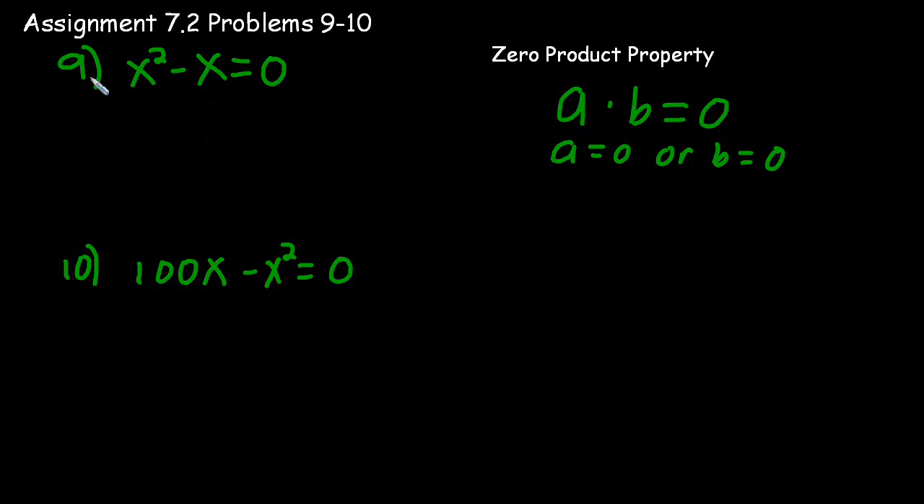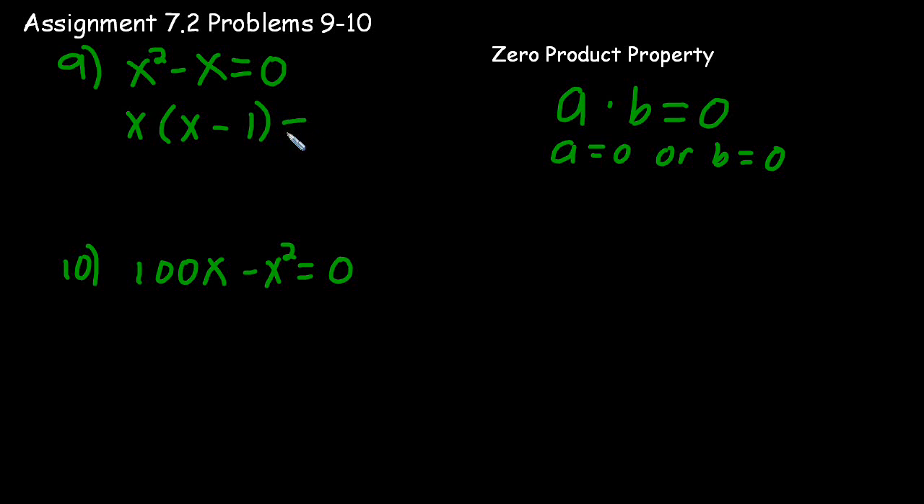So we want to solve number 9 by factoring x squared minus x equals 0. Well, when you're factoring, the first thing you always should do is look for a greatest common factor. These two terms each have an x in common, and so you can factor that common x. So if I factor the x, I'll be left with x minus 1.